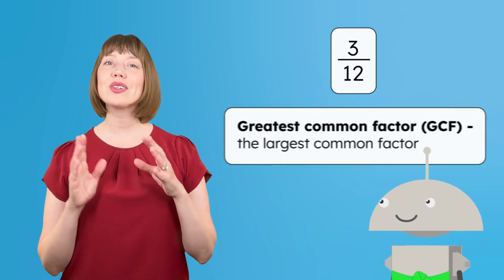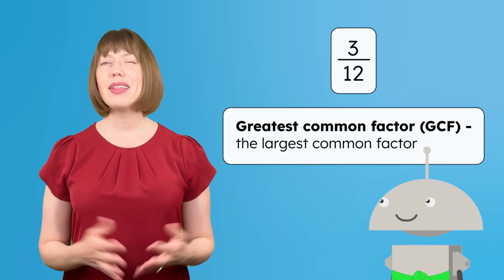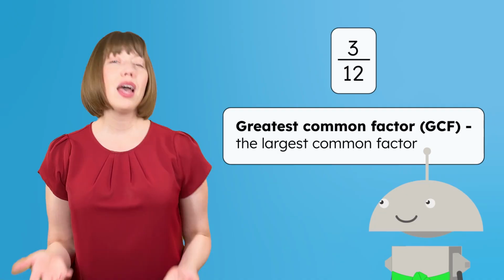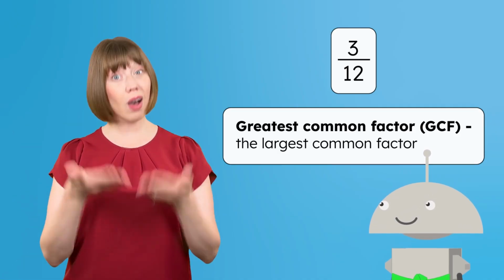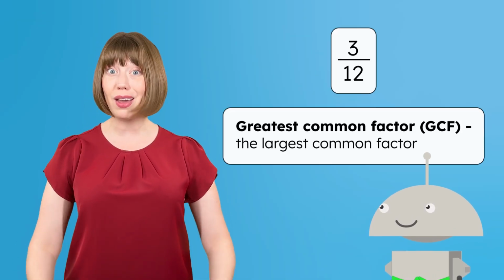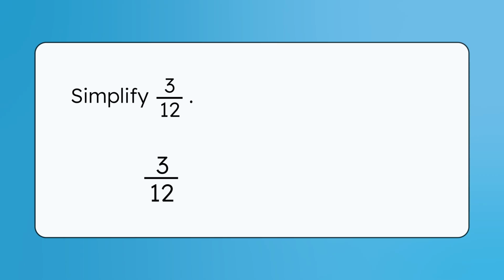You're right. Let me break that down. GCF stands for greatest common factor, which means the largest common factor. This number is greatest because it's the biggest. Common because both lists have the number in common, and a factor is a number that multiplies together to become another number. To simplify 3 over 12, we begin by listing the factors for the numerator and denominator.